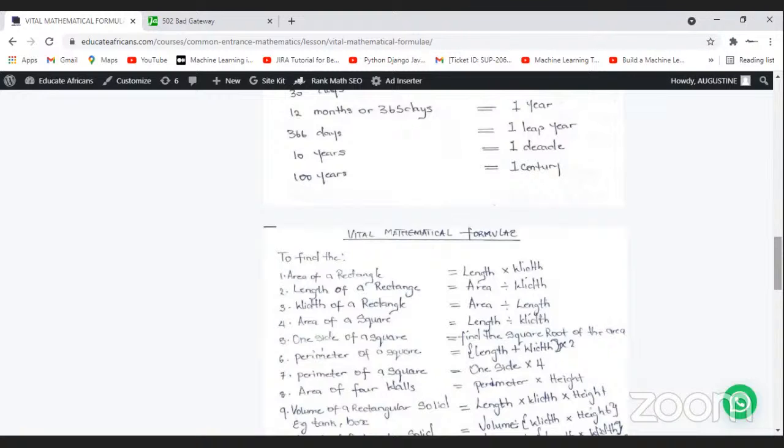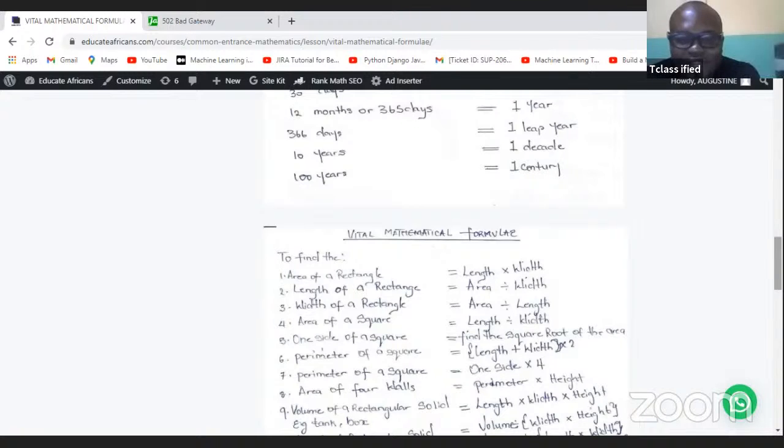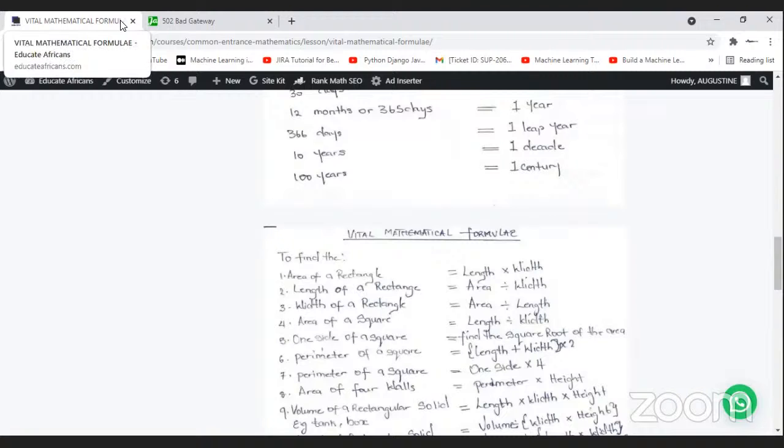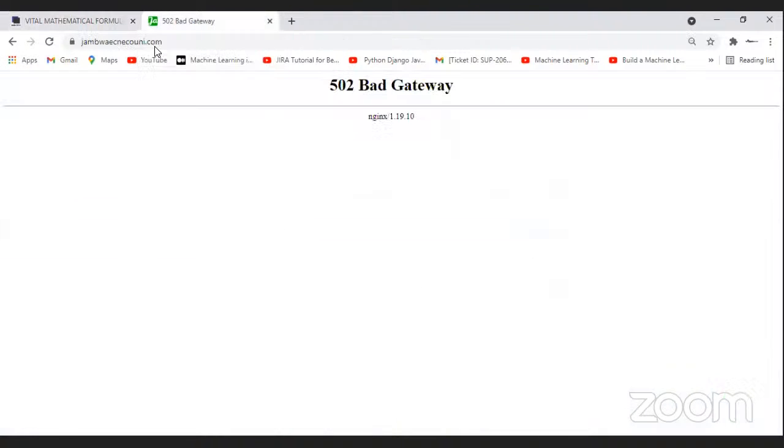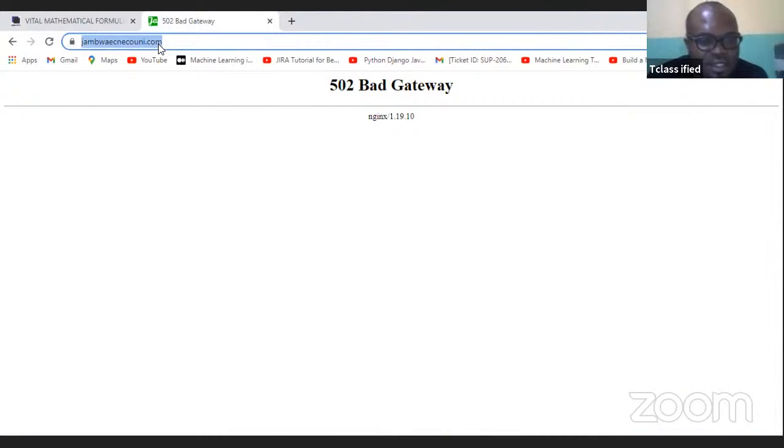Okay, can we start now? Okay, sir. Okay, let's start with the vital mathematical formula. Now, whenever you want to calculate the area of a rectangle, there's a formula for that. And the formula is length times breadth. The formula is what? Length times breadth. So I'm going to open up a rectangle. Length times breadth. You can write it somewhere.